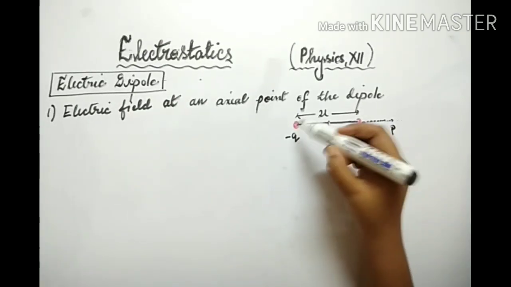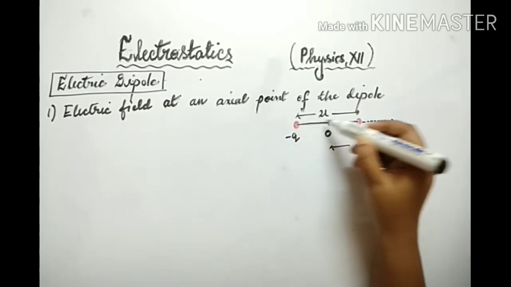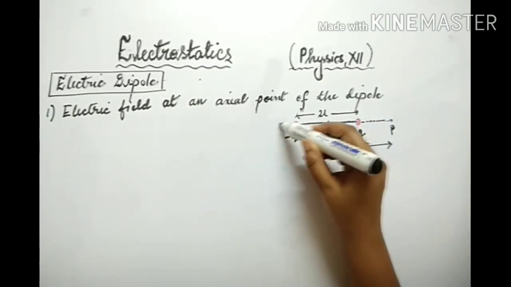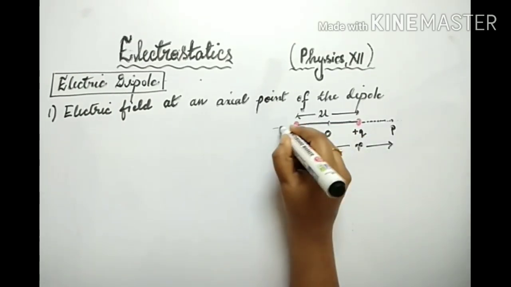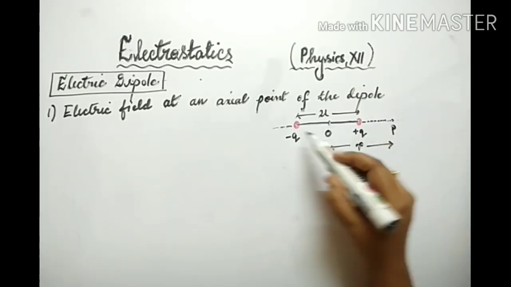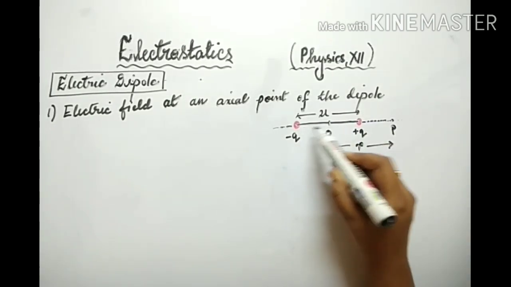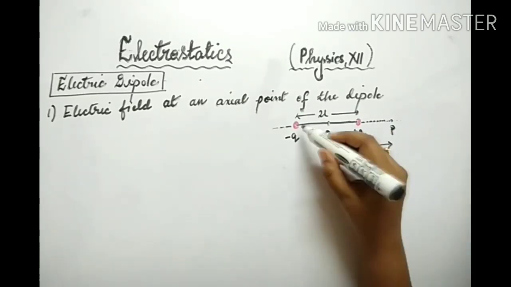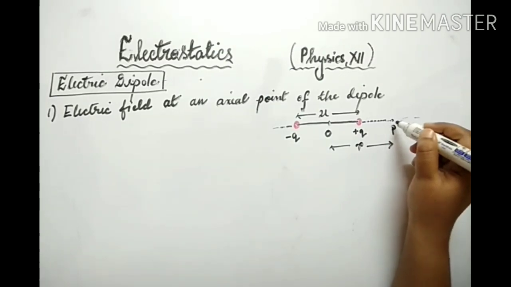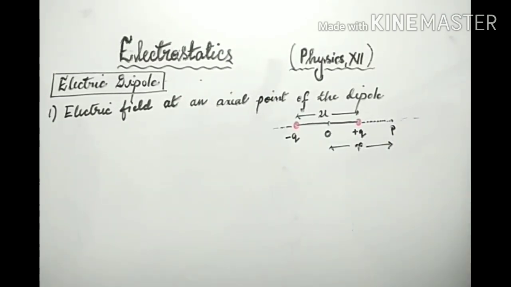Axial line means the line passing through the center of the two charges. So this is a line through the axis of the two charges, passing through the center of the two charges, and if we extend it in this direction, here we will take a point P, and we have to find out the electric field at the point P, which is at a distance r from the center of the dipole.